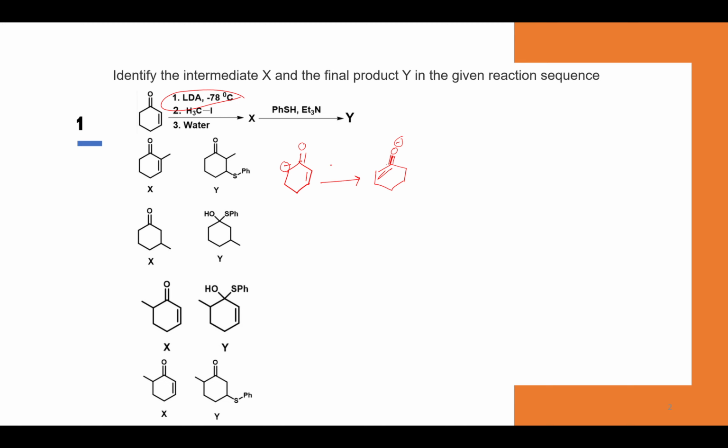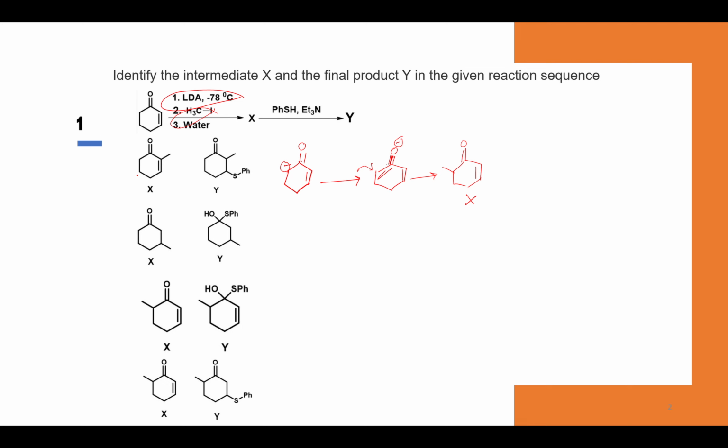Then in the next step, what is the next reagent? This is CH3I. So CH3I will attack here at the alpha position, and it will give you a product this way. The double bond is here. After getting this product, this is our X. So we will check where X is, which is looking like this one.